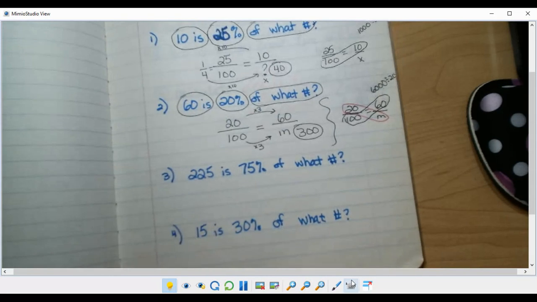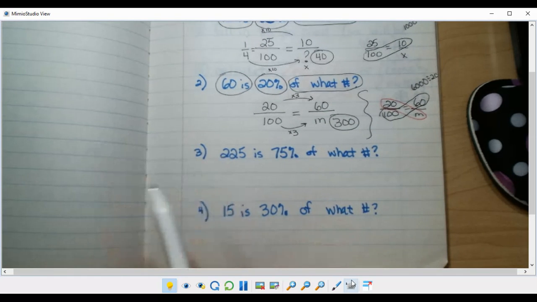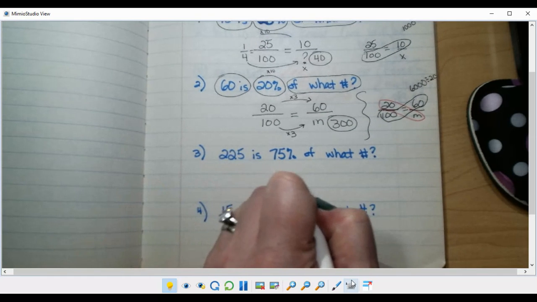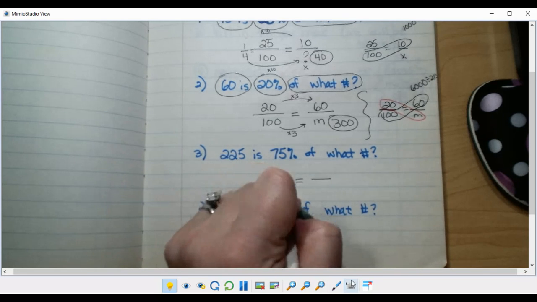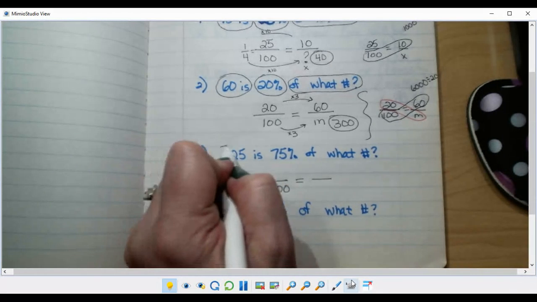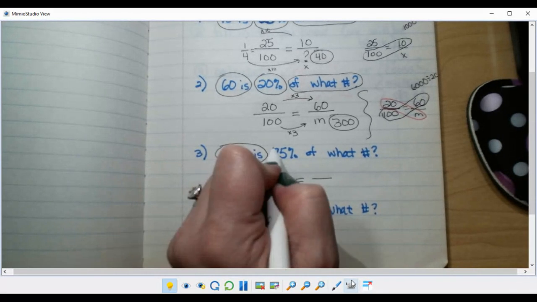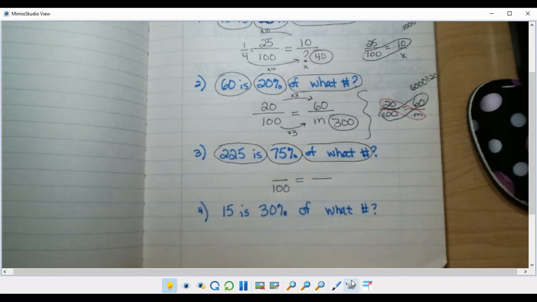Okay, our next example. 225 is 75% of what number? Set it up. Line equals line. 100 on the bottom. Let's chunk it up. 225 is 75% of what number?